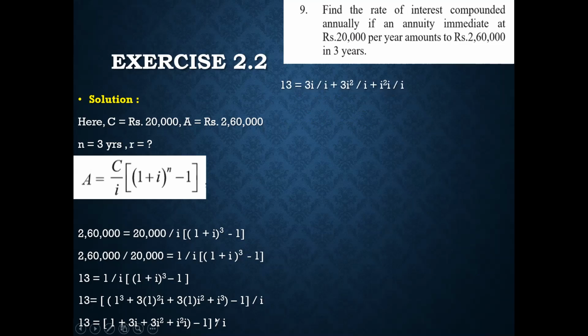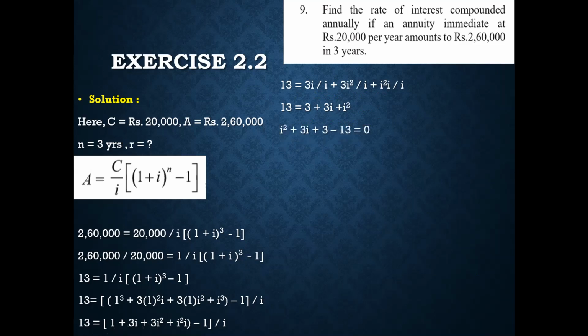and I have divided I by each particular term. As there is a plus sign, I can distribute the denominators separately like this. So 13 is equal to 3I divided by I plus 3I square divided by I plus I square I divided by I. So I from each of the particular terms will get cancelled, and you are left with 13 is equal to 3 plus 3I plus I square.